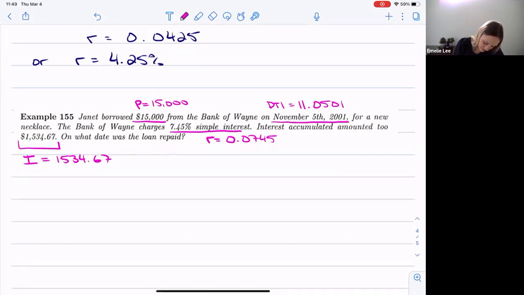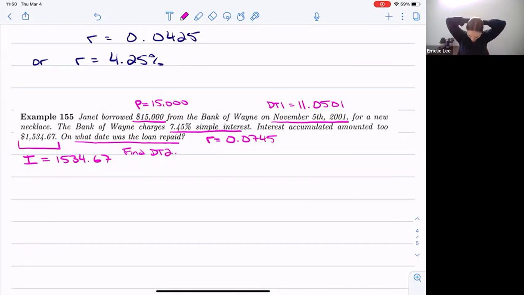Okay, so here, find date two. We'll have to use our days between dates calculator, which means we need to know the number of days that she borrowed this money for. We have a couple of ways to solve this problem. You know that I equals PRT, and you have P, you have R, and you have I, and you want to solve for T eventually. So that's one way that we could do it.